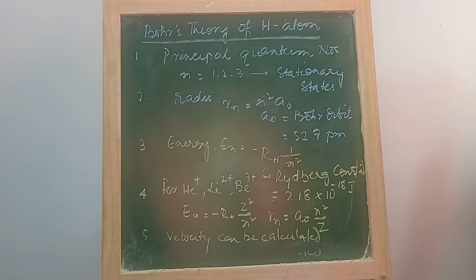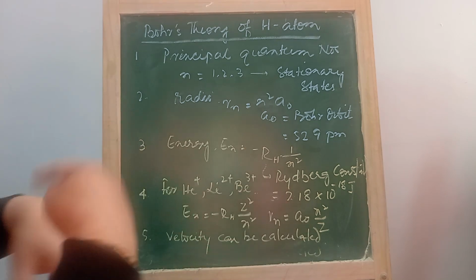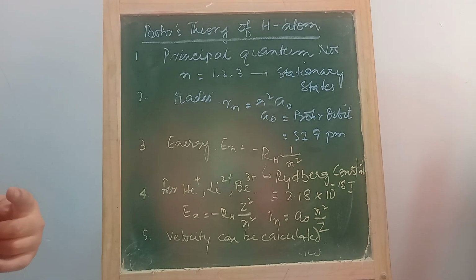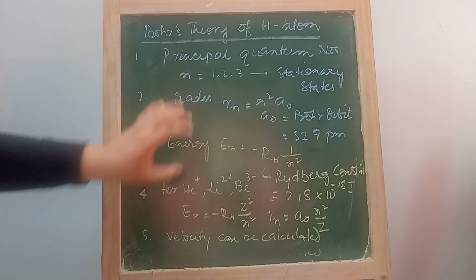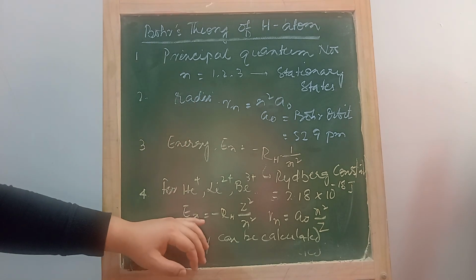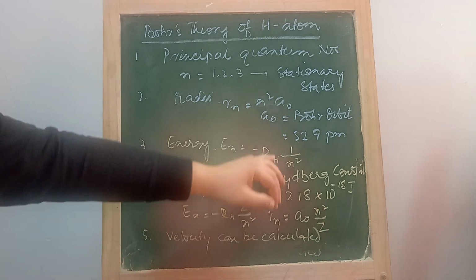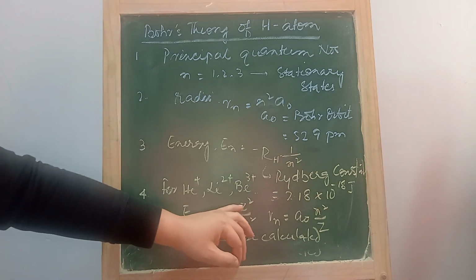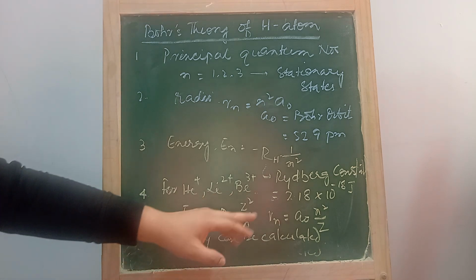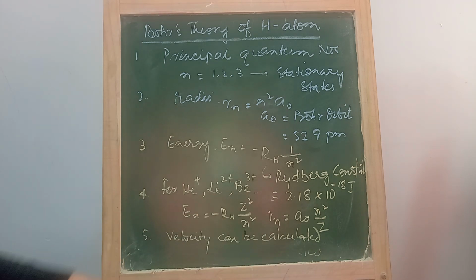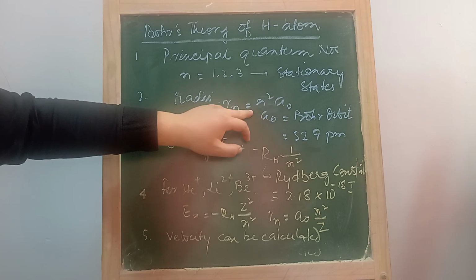In short, for species like this which contain only one electron, their energy and their radius can be calculated on a similar basis. The only difference is, for example, if I want to calculate the energy for these species, it will be minus R_H, with the atomic number Z squared on the top, divided by n squared.